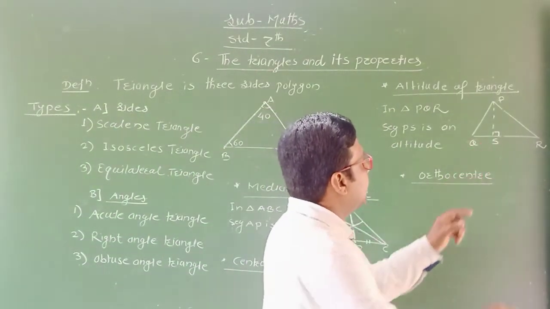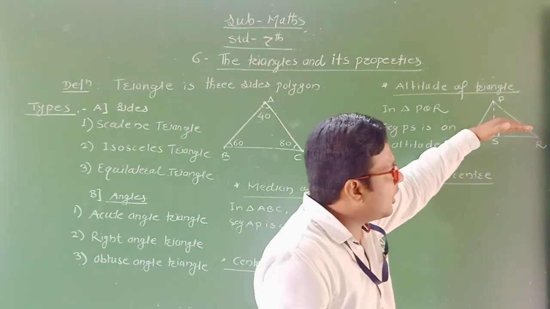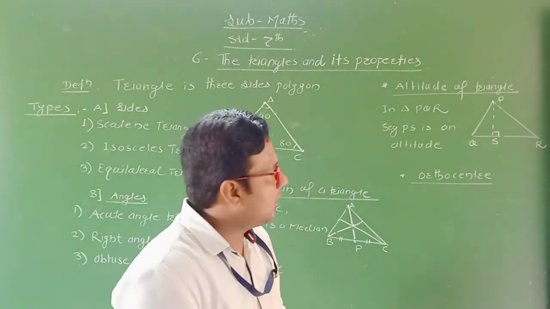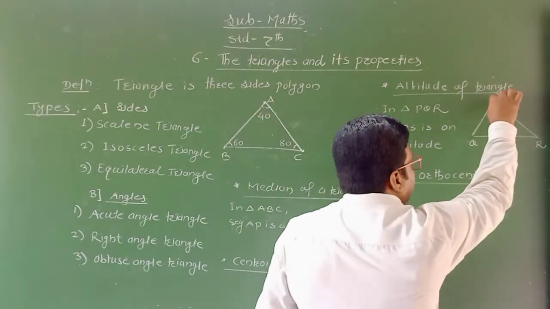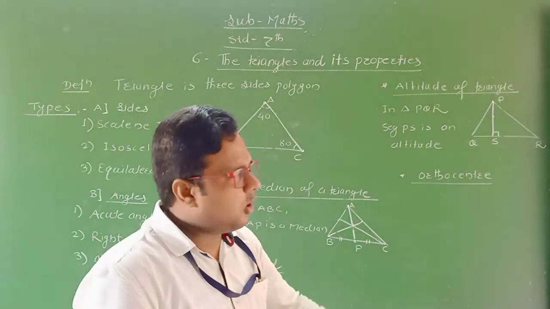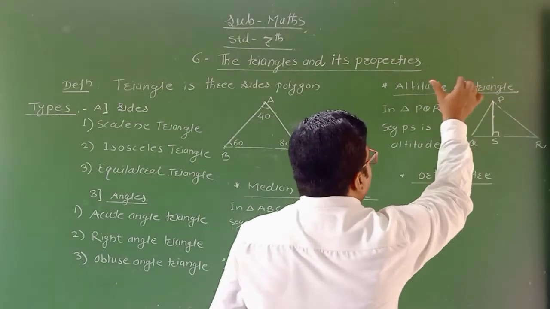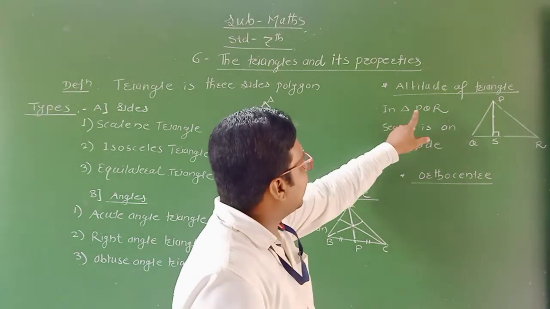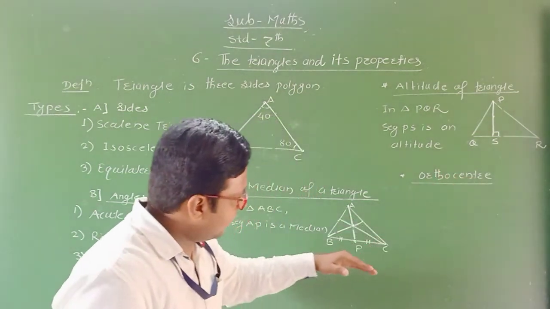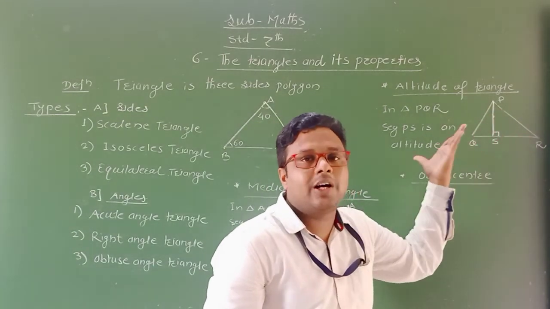The line segment drawn from the vertex of the triangle which is perpendicular to the opposite side, then that line segment is called the altitude of the triangle. Now in triangle PQR, PS is the line segment which is perpendicular to its opposite side, or the line including the opposite side. Then that line segment is called the altitude of the triangle. Therefore here I write, in triangle PQR, segment PS is an altitude. If it joins the midpoint, then it is called the median. If it is perpendicular to its opposite side, then it is called the altitude.